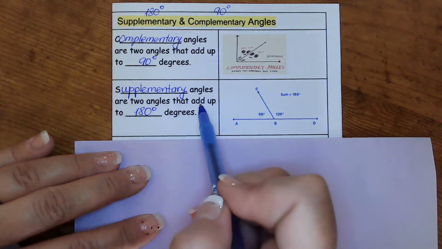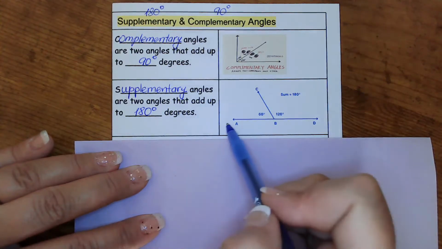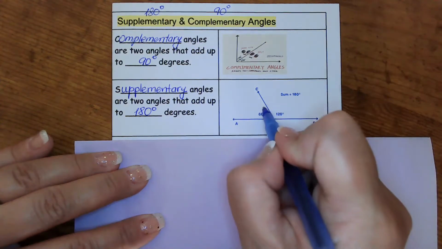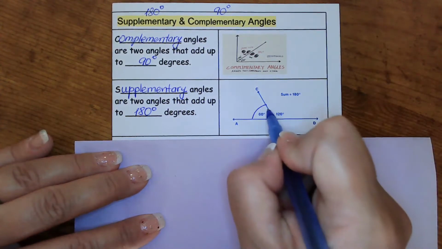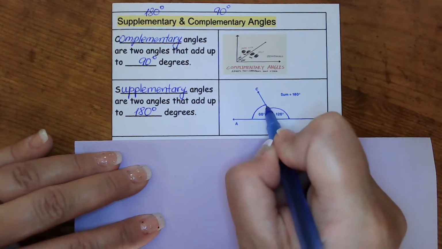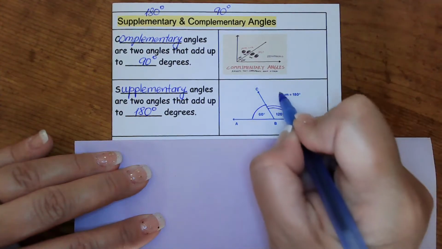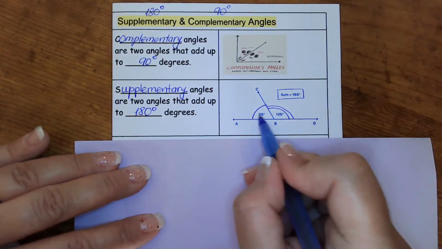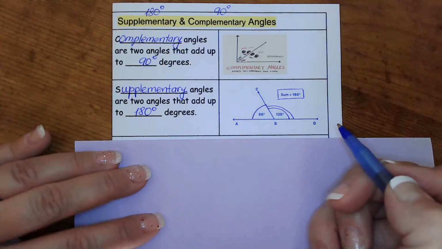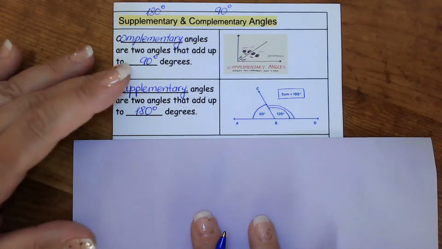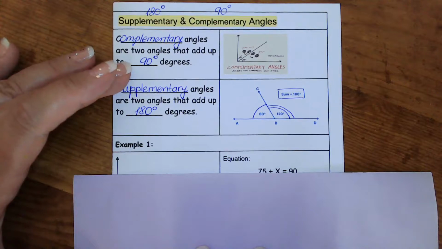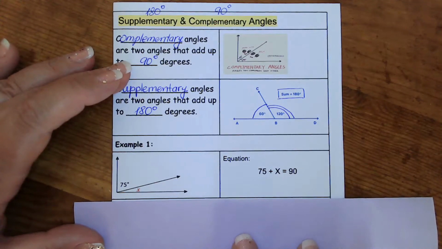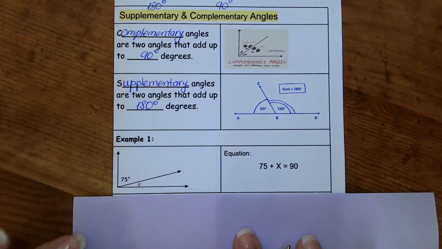Supplementary angles are two angles that add up to 180 degrees. So the straight line is 180 degrees. And on the straight line, if I have two angles, the sum is 180. In other words, they add up to 180 degrees. 60 plus 120 is 180. Let's see some examples where we have variables involved and we find the variable and the angle.